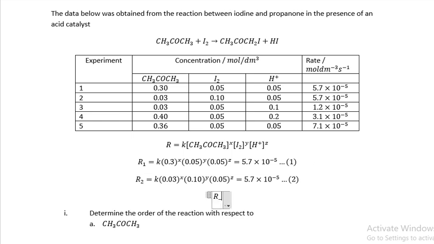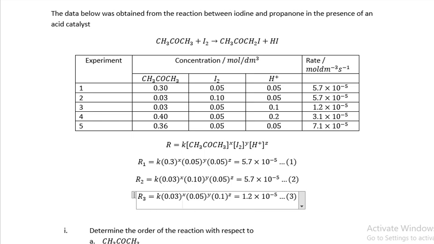Now let us go to the third experiment. So we have our rate constant K. The concentration of the first reactant is 0.03 raised to the power x. For the second is 0.05 raised to the power y, and for the third is 0.1 raised to the power z. What is the value of the rate of the third experiment? It is 1.2 times 10 raised to the power negative 5. So we can call this equation 3.